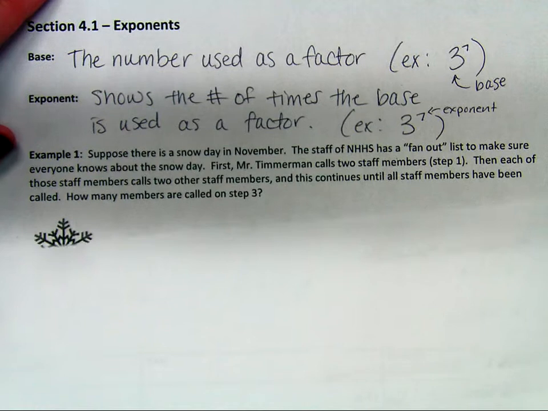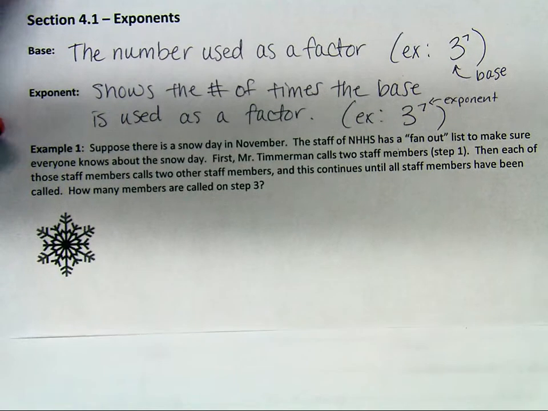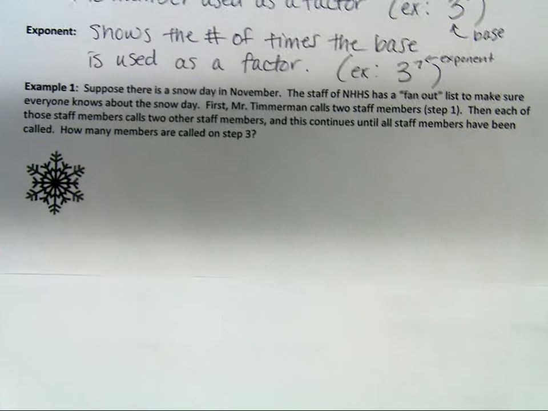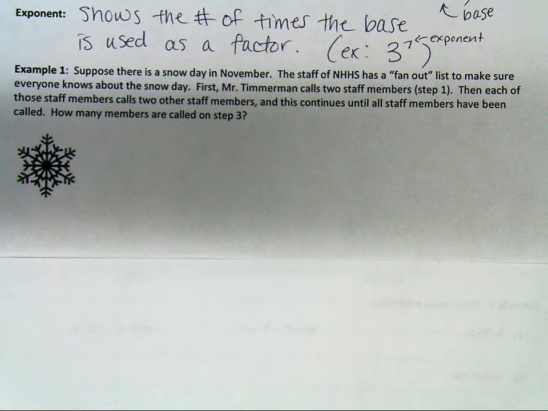Now we're going to look at an example. You don't have to write down this whole thing, but just kind of follow along. It says, suppose there's a snow day in November. That would be nice. The staff of New Haven High School has a fan-out list to make sure everyone knows about the snow day. First, Mr. Timmerman calls 2 staff members, and we call that step 1. And then each of those staff members calls 2 other staff members, and this continues until all staff members have been called. How many members are called on step 3?